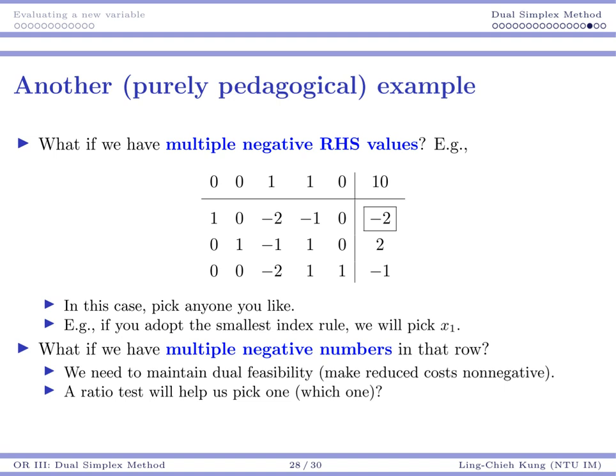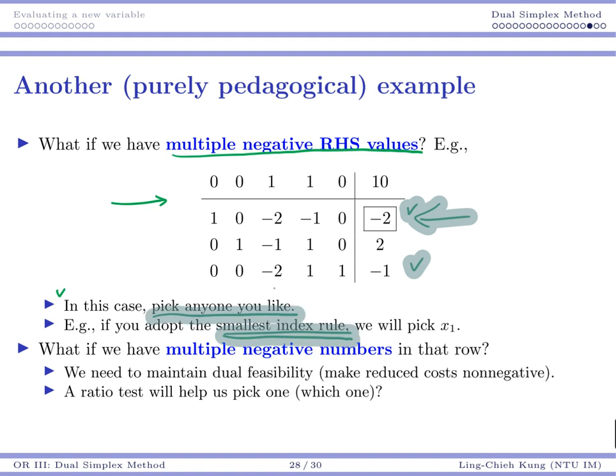There may be a possibility that you face multiple negative right-hand side values. For example, in this case, okay? Suppose you have multiple right-hand side numbers, then we need to find a way to choose one, okay? In this case, actually, you may pick any one you like. So this situation is very similar to your primal simplex method. When you have multiple negative reduced costs, we may, for example, follow the smallest index rule to pick one. So here we also follow the smallest index rule. Let's pick x1, okay? So this is a way to deal with multiple negative right-hand side values.